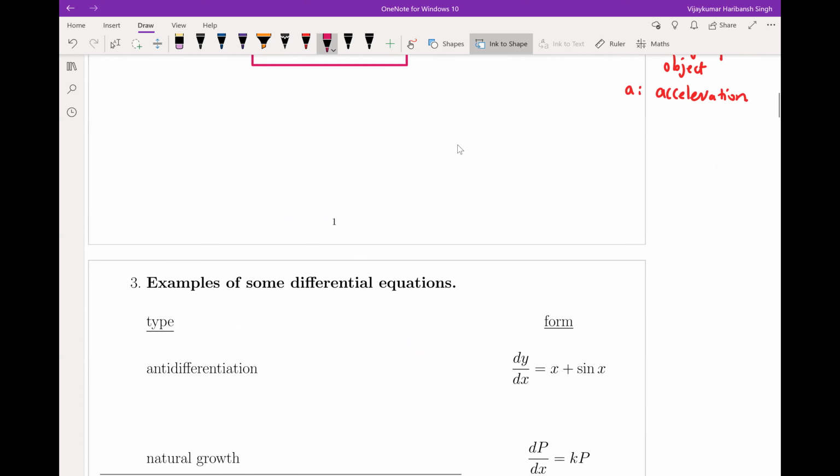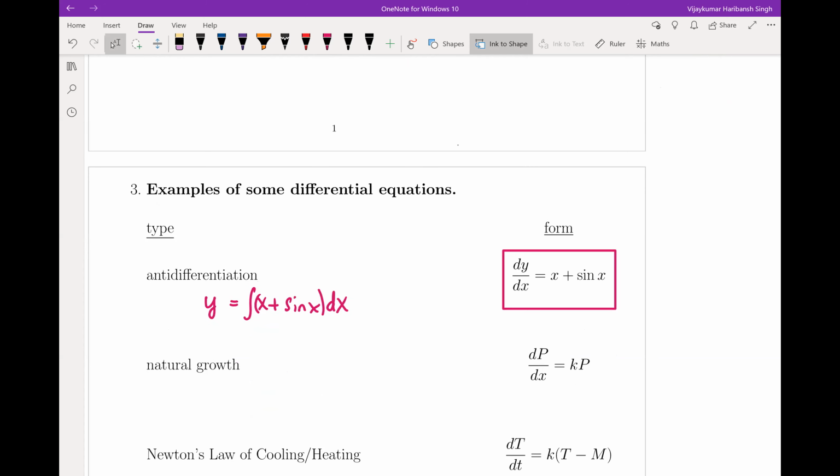Now let's look at a few more differential equations. One is anti-differentiation, which can also be thought of as a differential equation, because we have y prime equals x plus sine x. The way we solve for it is we say y is the integral of x plus sine x dx. So this is an example of a type of differential equation.